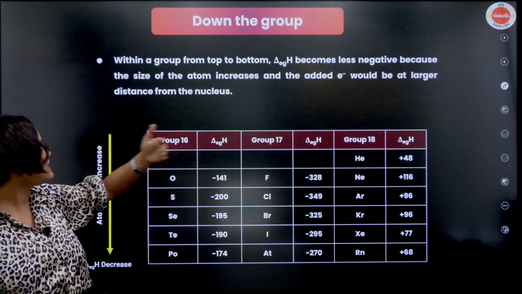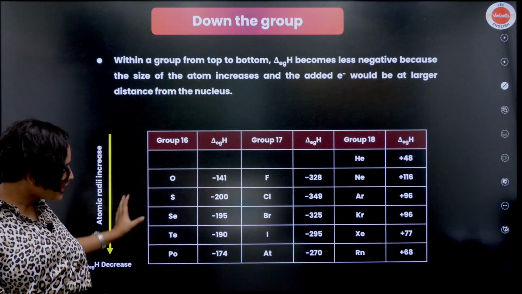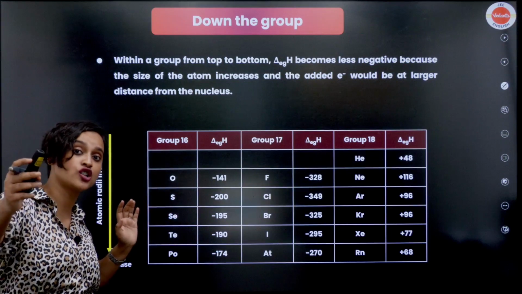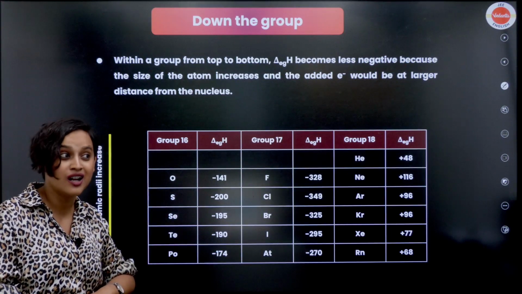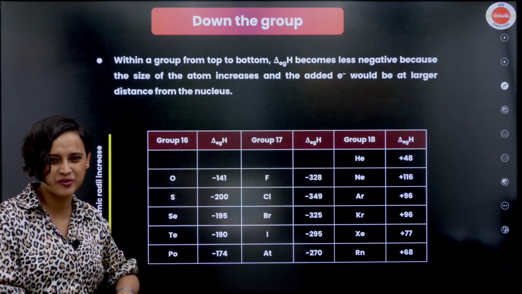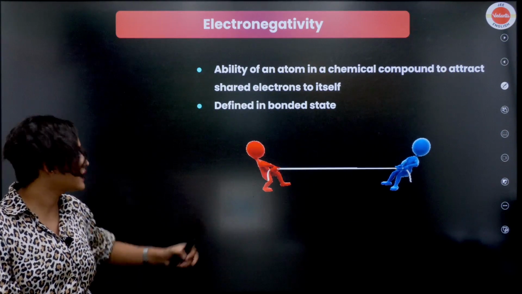it becomes less negative because the atomic size increases. Now when you want to add an electron, it would be at a larger distance from the nucleus. The nucleus is not even able to control all the shells that it has, right? So it becomes a little tough. Got it? Now we come to electronegativity.